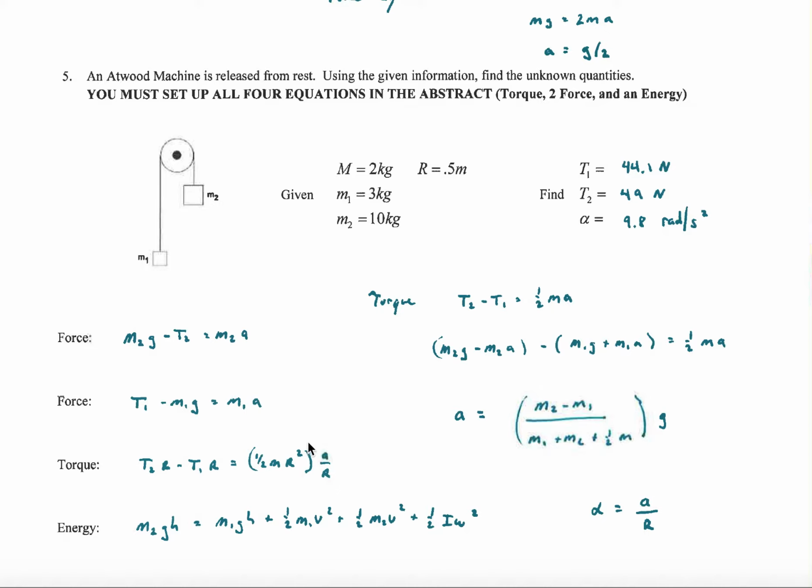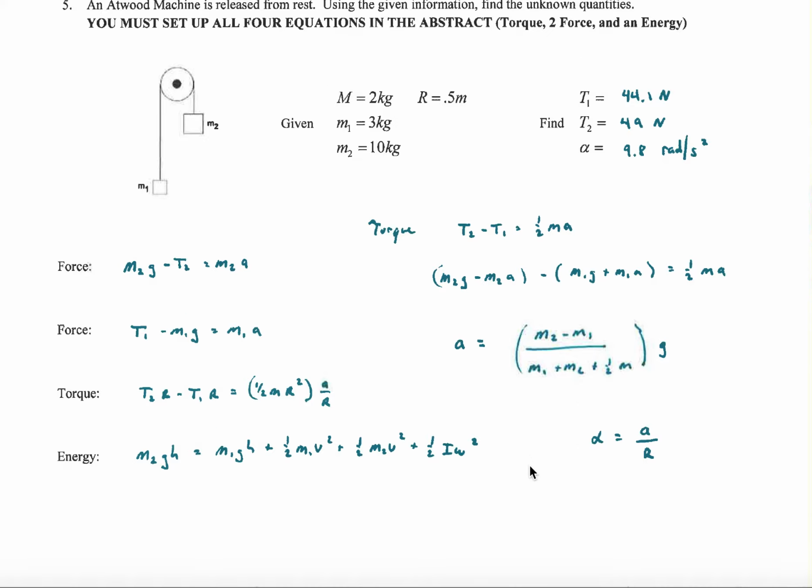So you got your force equations and your torque equation, and then you got energy. So m2g is going to lose potential, m1g is going to gain it. They're both going to gain kinetic, and the pulley is going to gain rotational energy. So you can solve this thing however you want. I'm not even sure I showed all the algebra. Oh, I did. I solved this for T2 and this for T1, and I put it into the torque equation. And this is me simplifying the torque equation by getting rid of the R's.